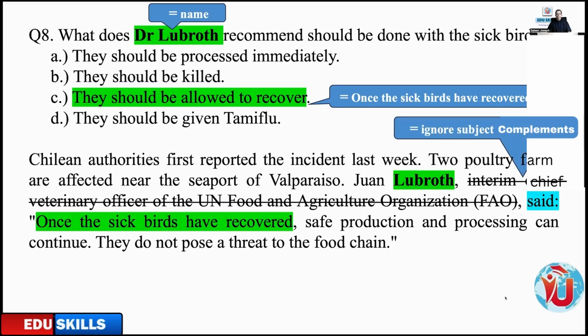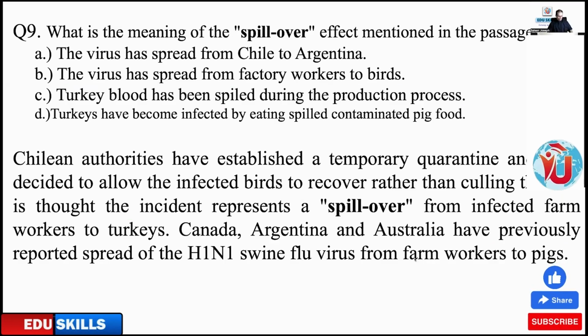Ignore the subject complements, whatever comes between commas, just ignore them so that you can save time. The opinion word is there, said. Okay, that's it. Hope that is clear.